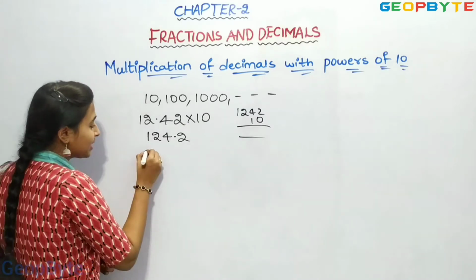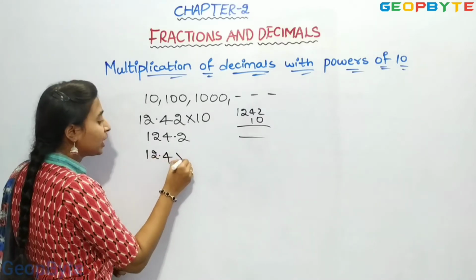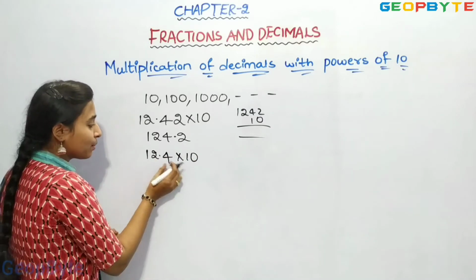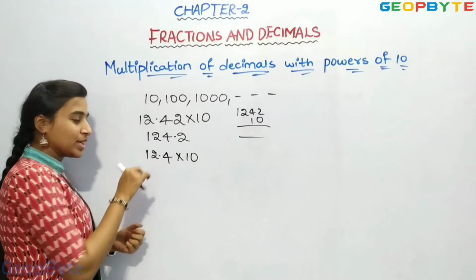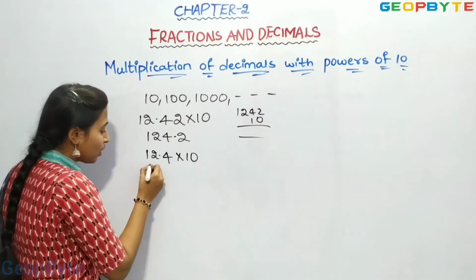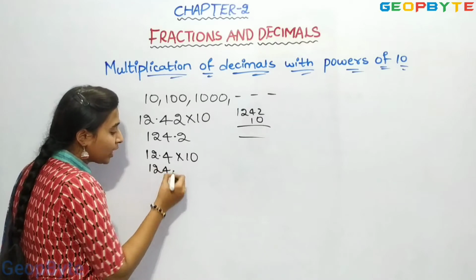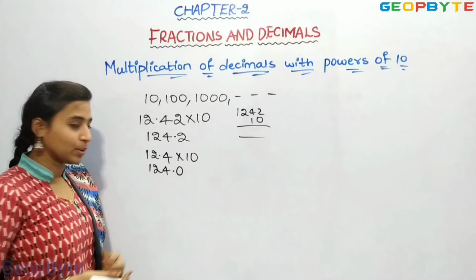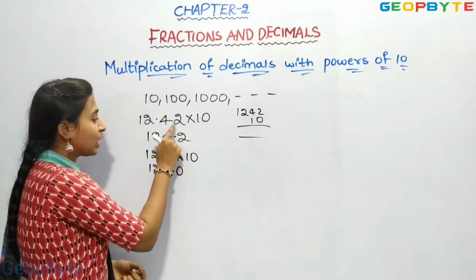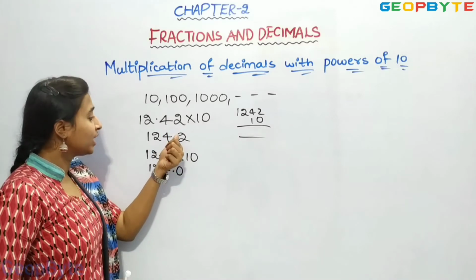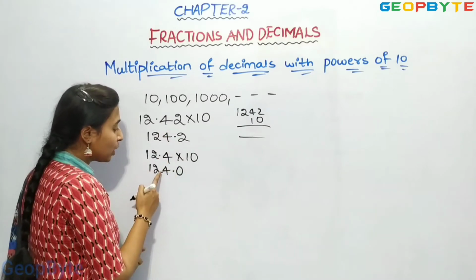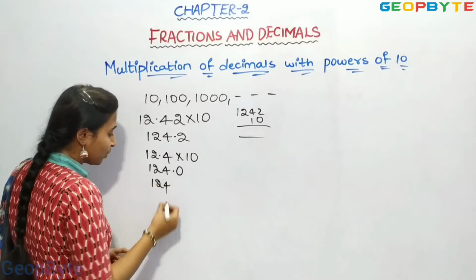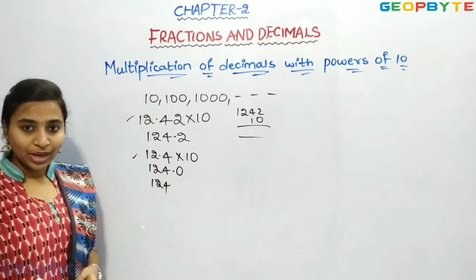Now let us see 12.4 × 10. In this condition, same, the point moves towards the right after one digit. 124 point, since we have no number here, we can write 0. Here we had a number, so we wrote 0.2. Since we have no number after 4, we have written 0. So the answer is 124. These are two conditions.